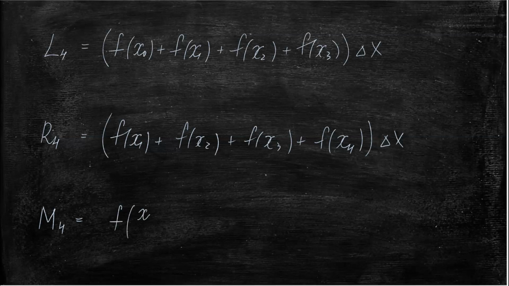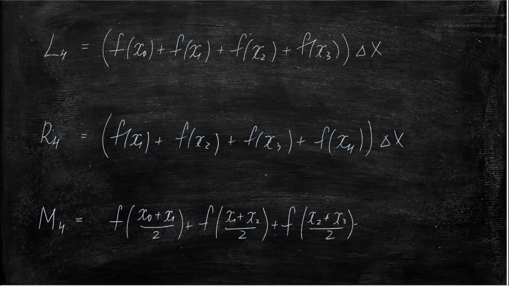It's f of the average of the first two plus f of the average of the next two plus f of the average of the next two, and finally plus f of the average of the last two, and all that multiplied by delta x. So this is what we got for when n is equal to 4. Now, in general, you would expect this pattern to remain.